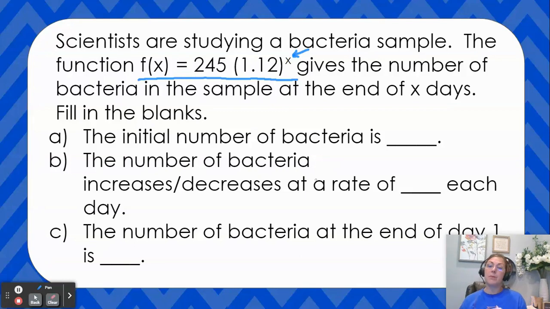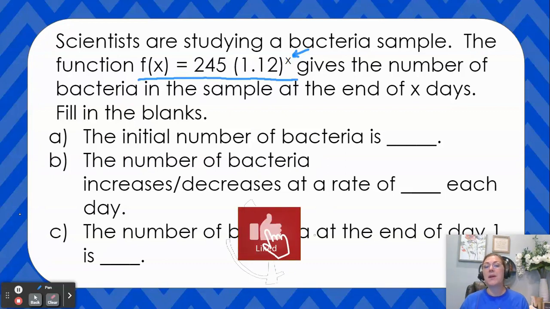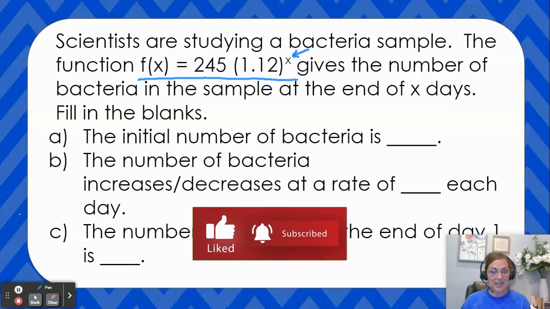We'll look at them before we go to use our calculator. We want to know the initial number of bacteria. We want to know whether the number of bacteria increases or decreases, and we want to know at what rate. And then we want the number of bacteria at the end of day 1.